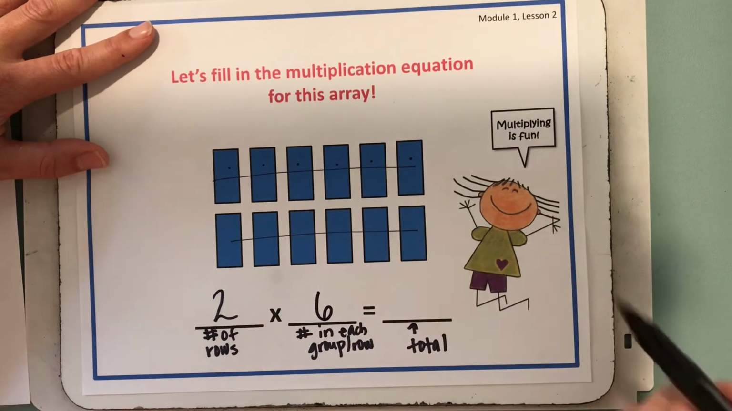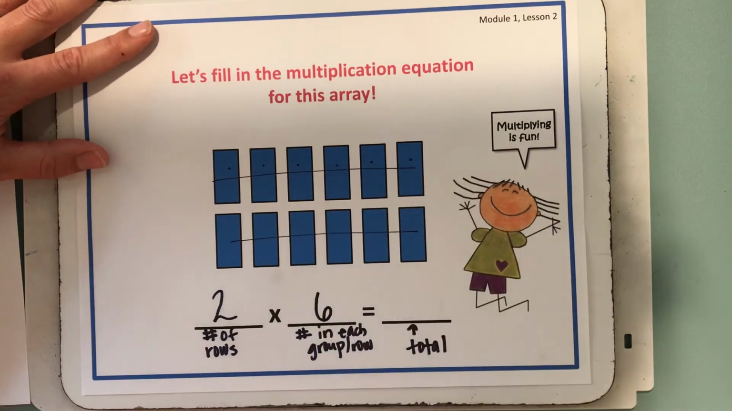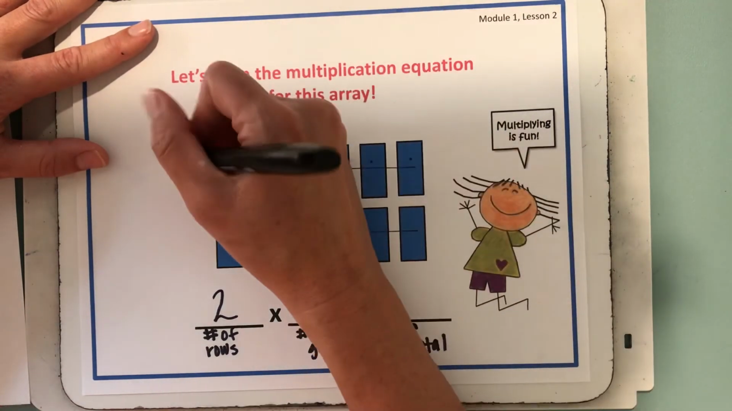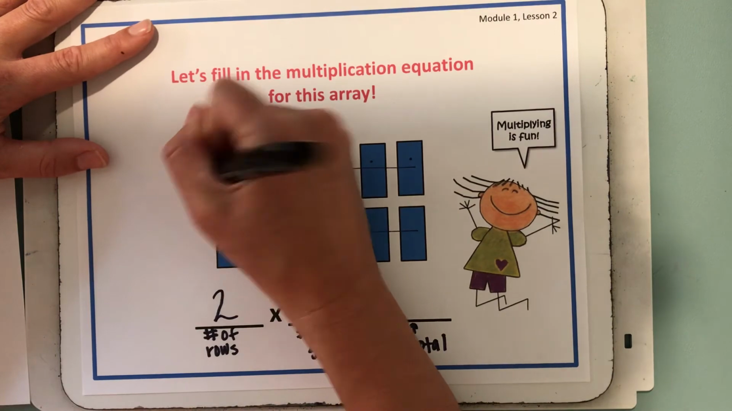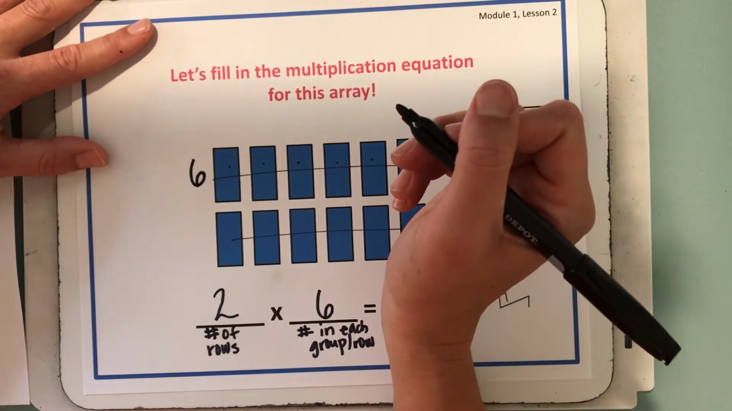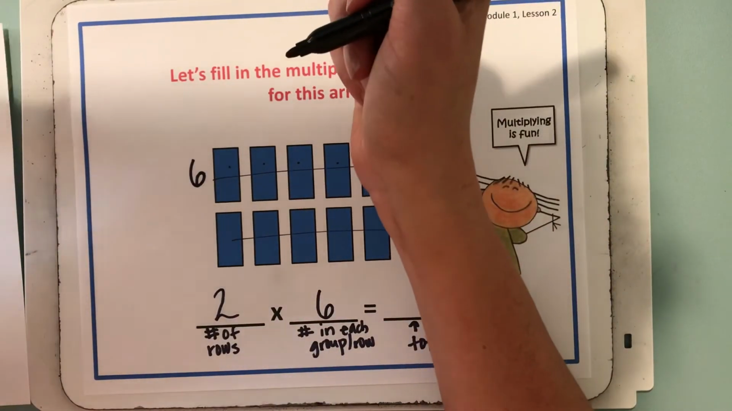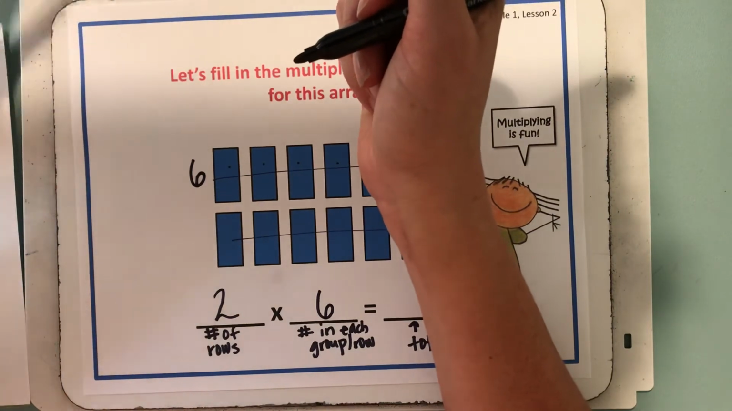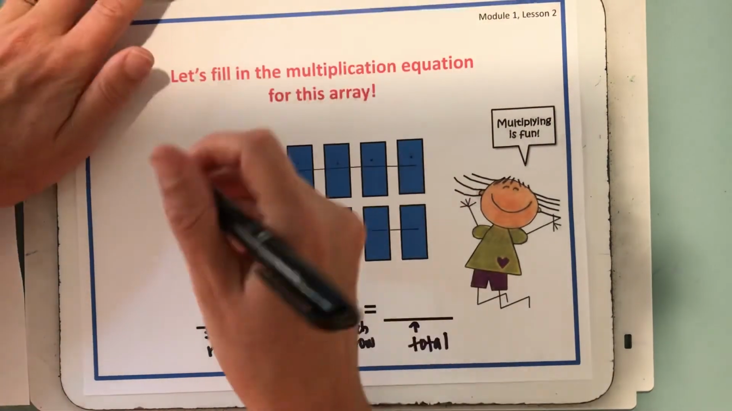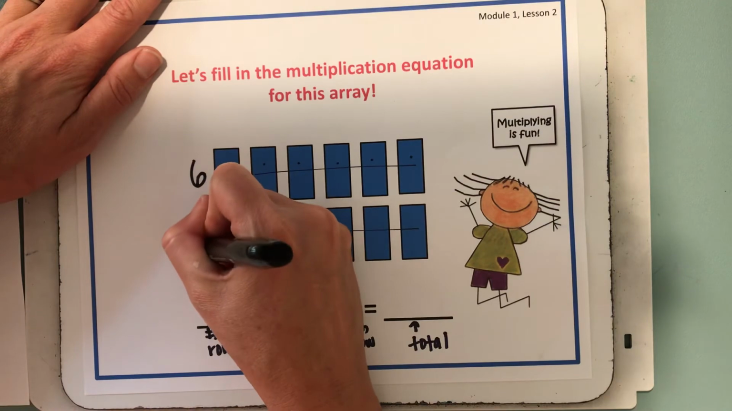And now I can skip count and figure out what the total is, right? So I'm going to skip count by 6s. Oh my goodness. Ready? 6. Ooh, that's hard. What's after 6? Well, I can count my fingers. Let's see. 6, 7, 8, 9, 10, 11, 12. So the next one is 12.